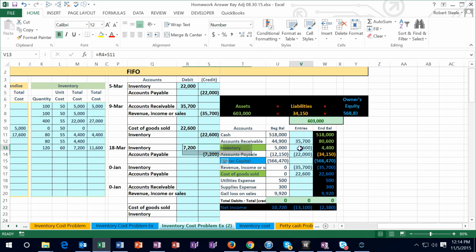So in inventory, I'm going to double click on this item in V13, go to the end of it and say plus. I'm going to go to this inventory. This is a debit. This is a debit.